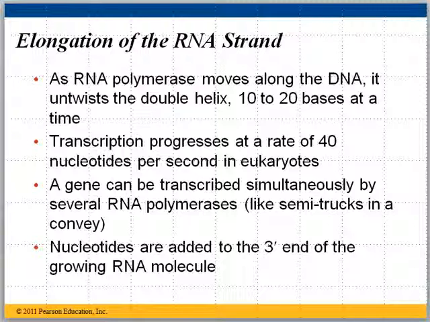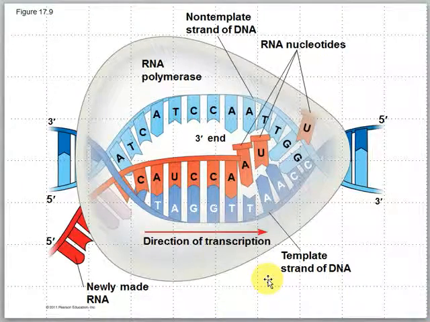What that means is you don't have to have just one RNA polymerase working on a single strand of DNA at a time. You could have 3 or 4 RNA polymerases lined up behind each other like semi-trucks in a convoy, and they can all be moving down that DNA strand using it as a template to create the messenger RNA. The nucleotides are added to the 3' end of the growing RNA molecule, and once again, a picture always helps.